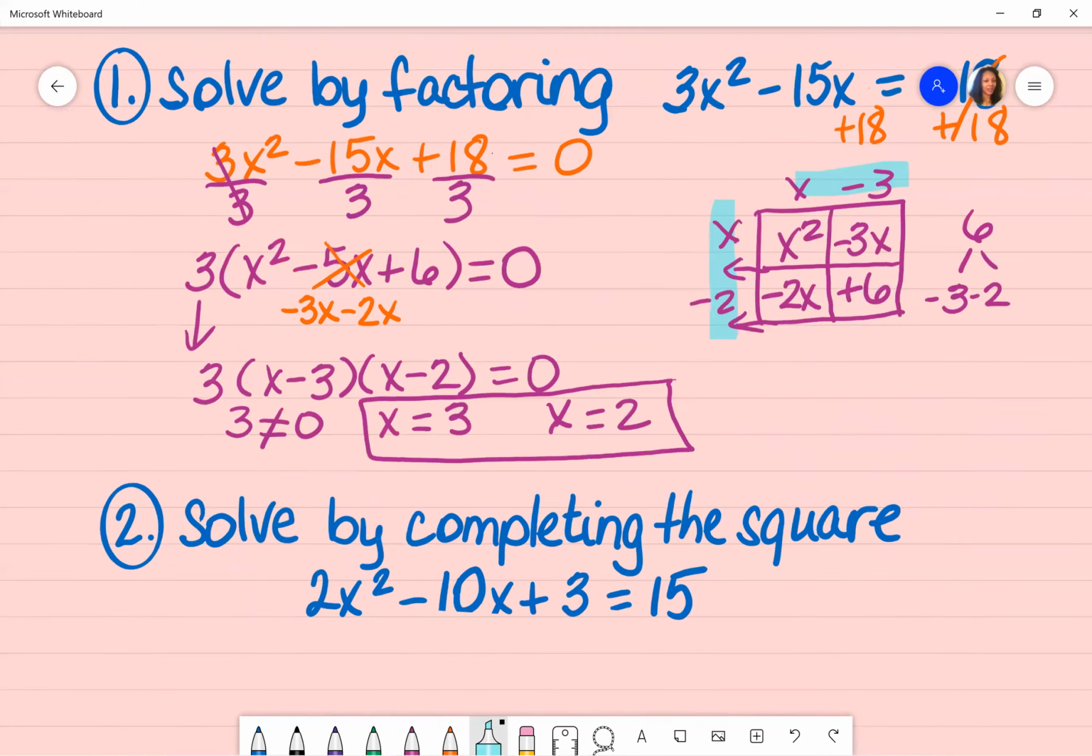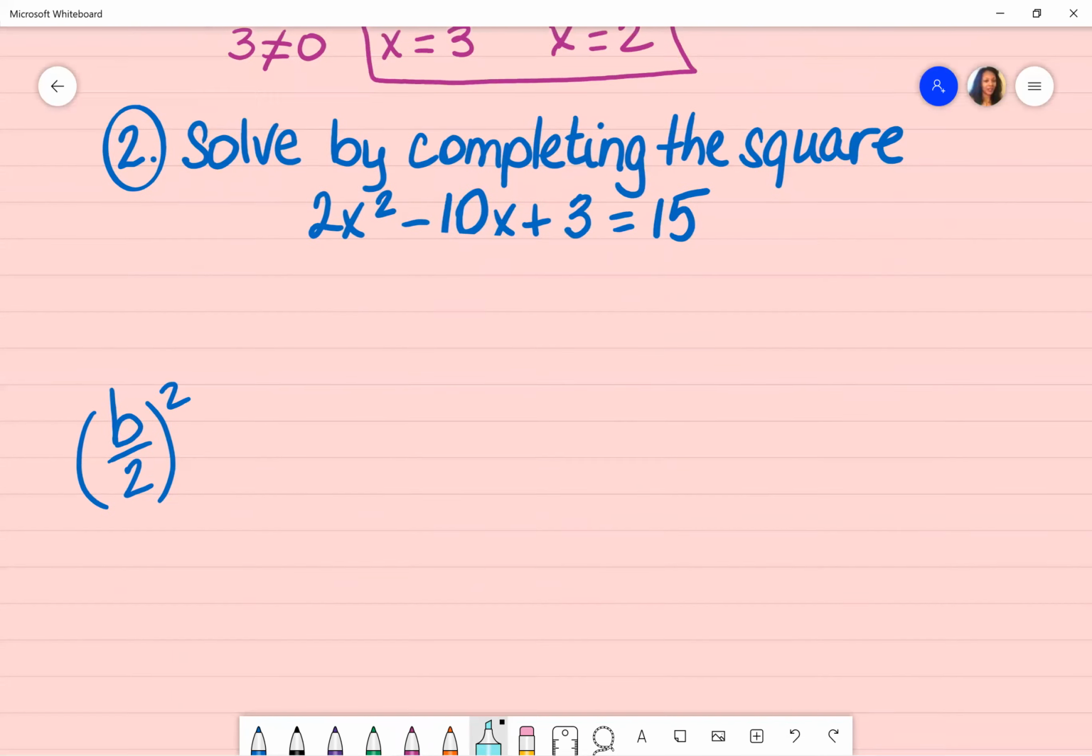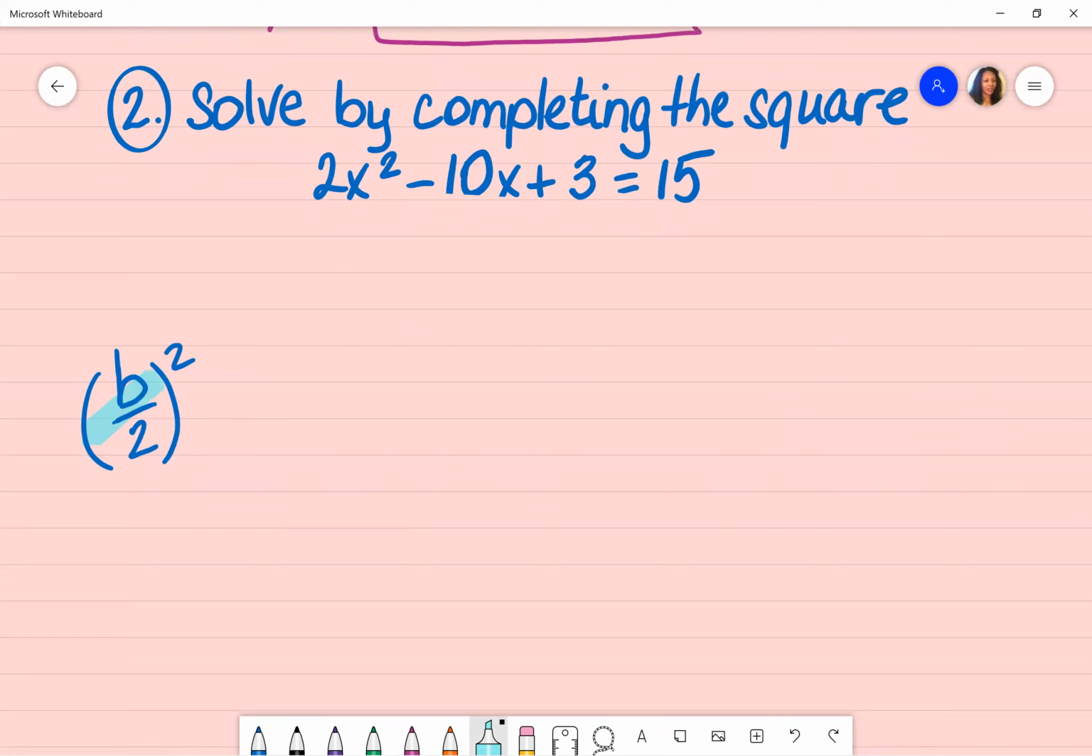The next one is asking me to solve by completing the square. So this is where I will need this formula. Completing the square means my leading coefficient has to be 1. If it is not, then I have to factor something out to get it to have a 1 in front of my x squared. So I am going to put 2x squared minus 10x on one side of the equation, and I'm going to subtract 3 on the other side, which will get rid of the constant on this side, and I'm left with 15 minus 3, which is 12.